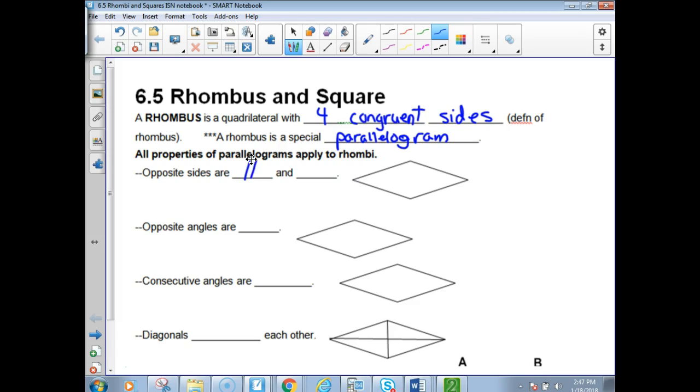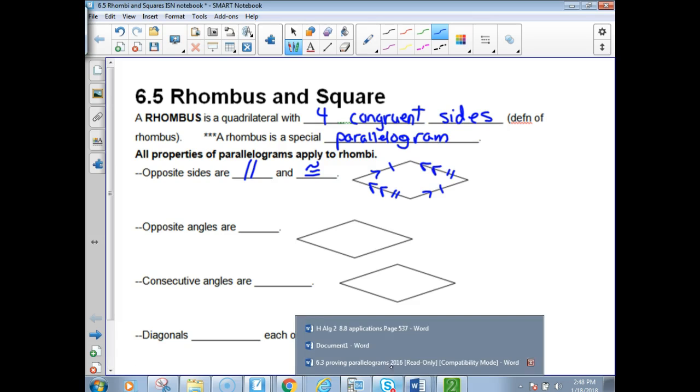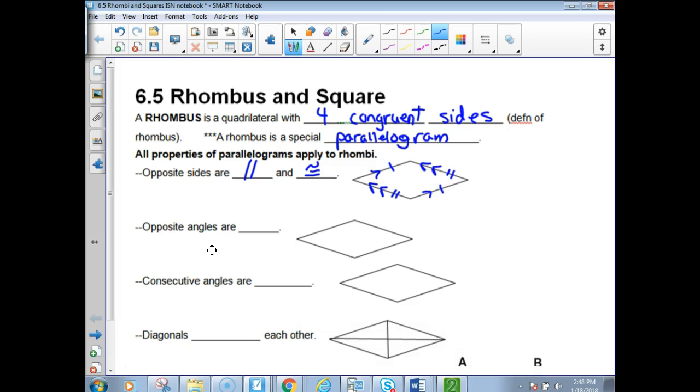Opposite sides are parallel and congruent. So in the diagram, we'll mark an arrow and a slash on the opposite side, and then these two sides are also parallel and congruent. The opposite angles are congruent, which makes this angle congruent to this angle, and this one at the top congruent to the one at the bottom. Angles across from each other.